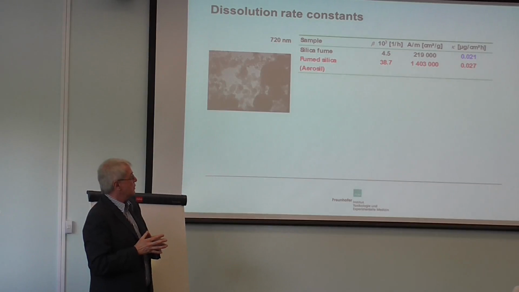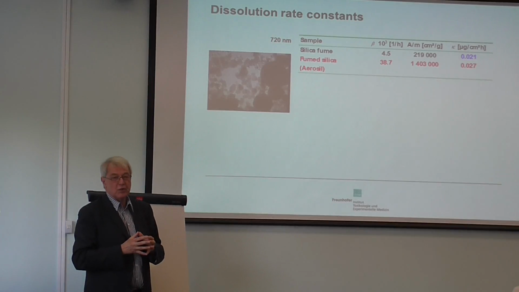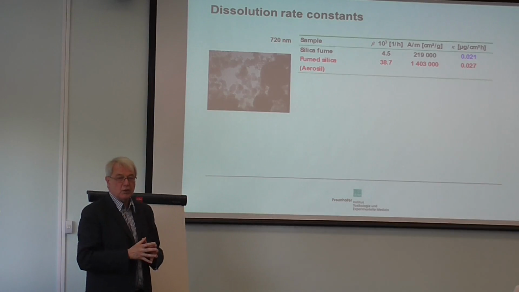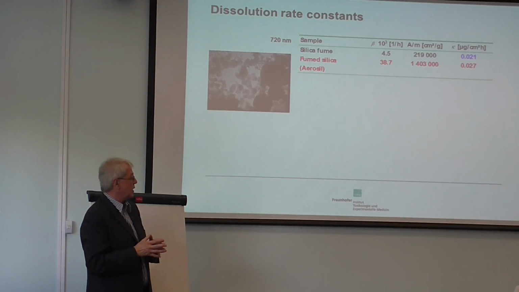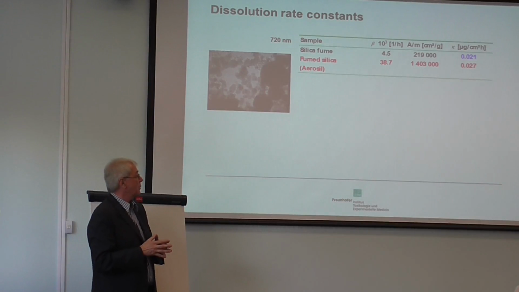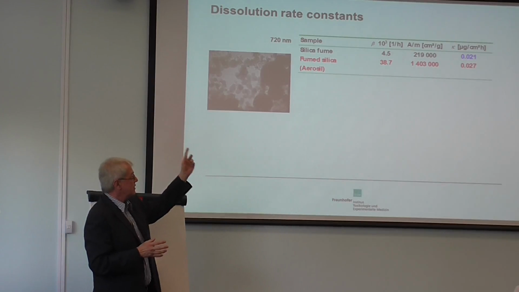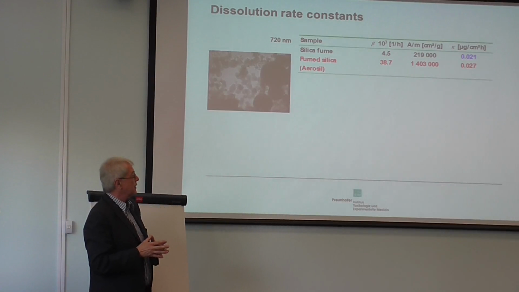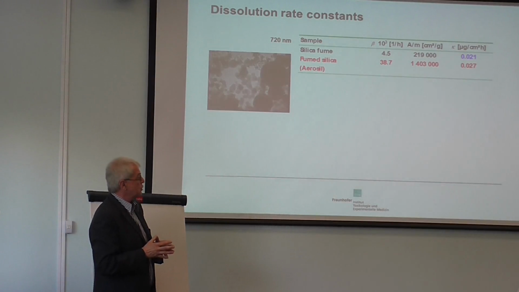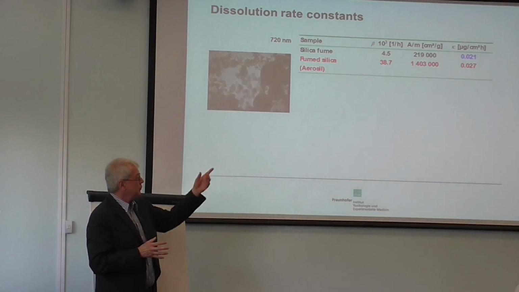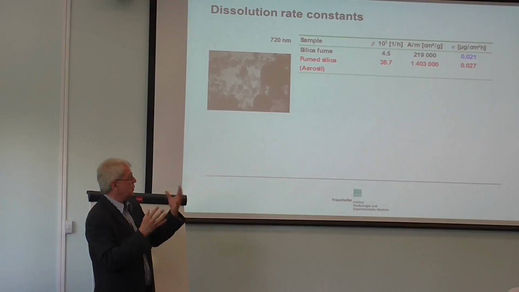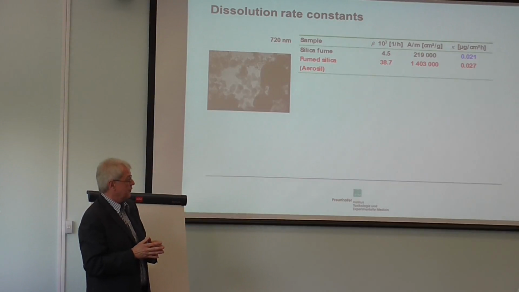So we measured dissolution rates of about 4.5 times 10 to the minus 3 per hour for the silica fume, and we also measured the specific surface area of the material collected. So this can also be measured by a physical-chemical method. And from both of these, according to the formula I presented, we get this dissolution rate constant to be 0.021 micrograms per square centimeter per hour.